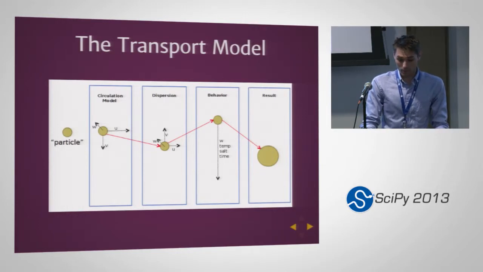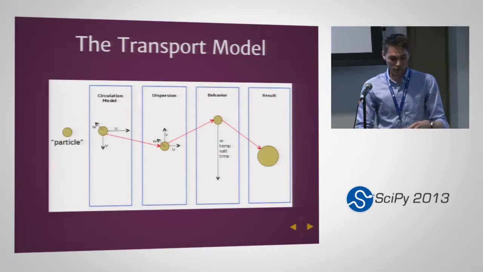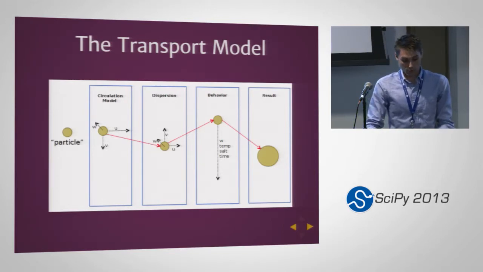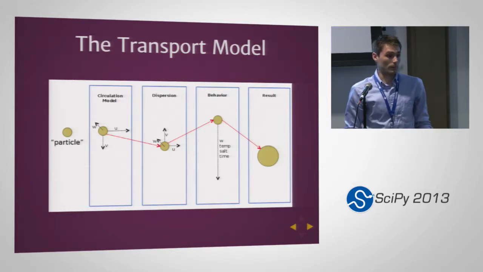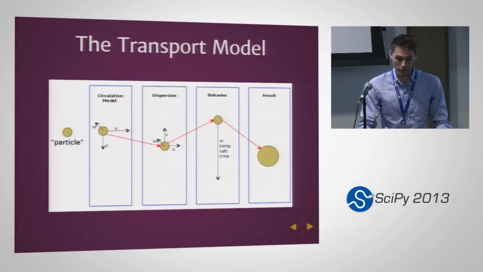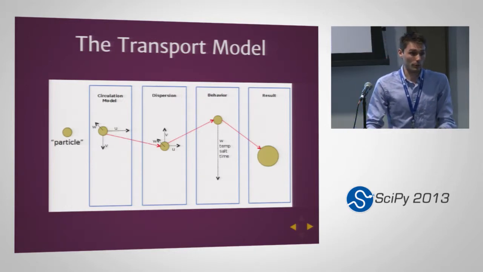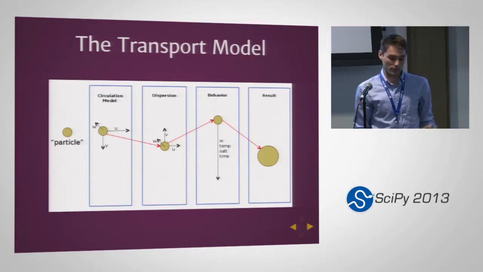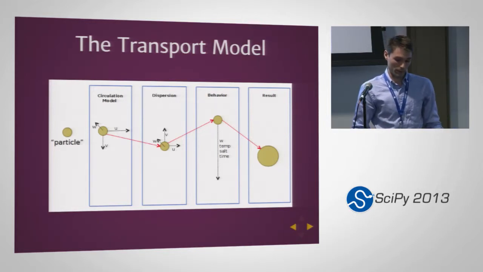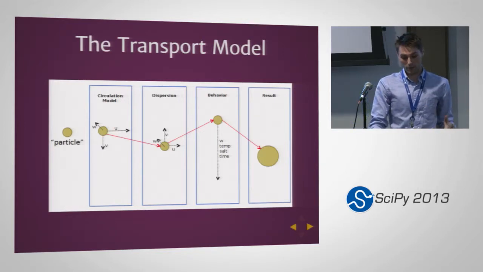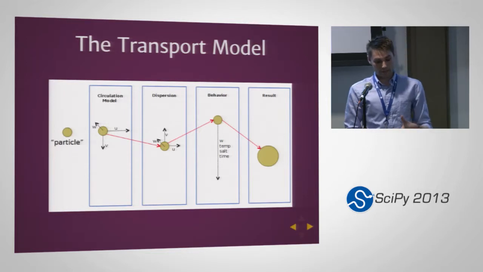This is the basic design of the transport model. It's modular, so each of these components can be swapped out. The circulation model component is really just advection from a 3D current field. Dispersion is a combination of Brownian motion and some turbulent current that is subscale. It's not resolved by the hydrodynamic model. The behavior is specific to this kind of Lagrangian element, the larva, so that's added.